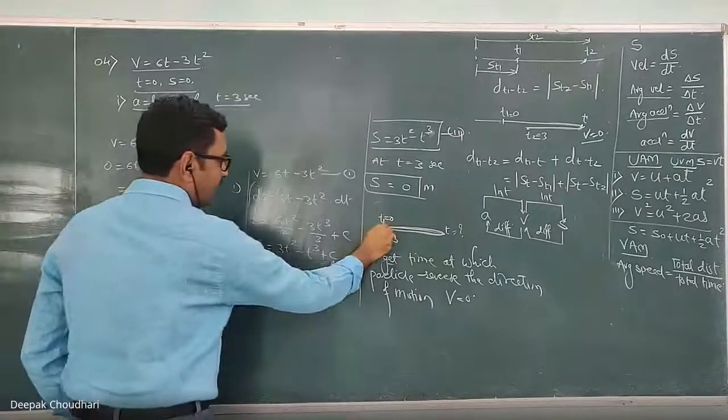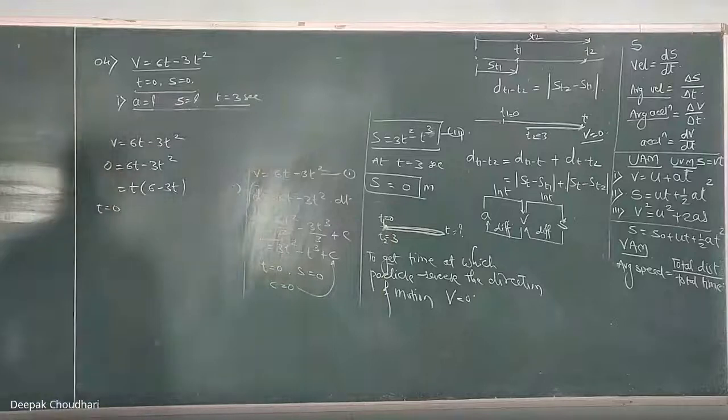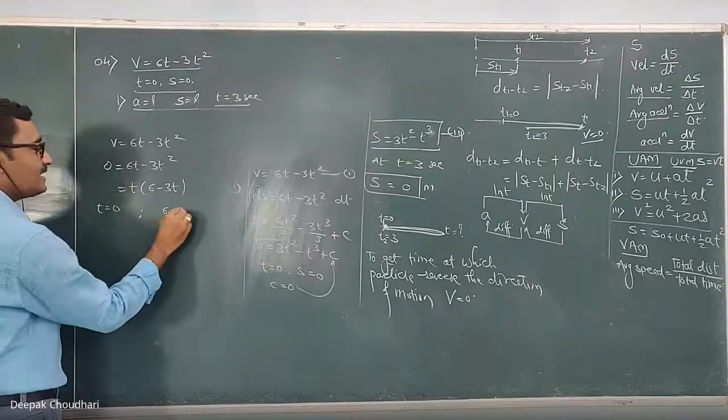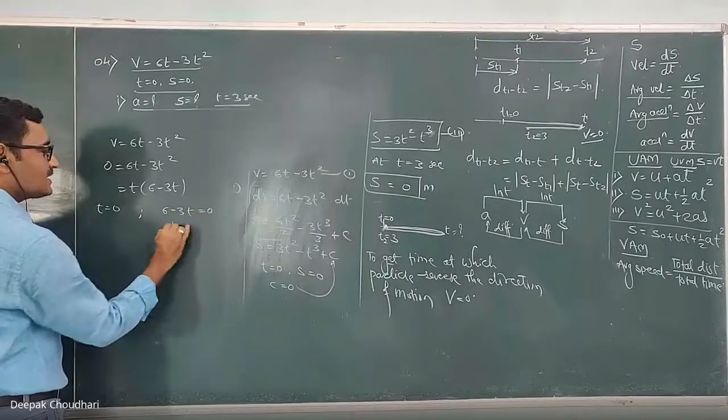ये पहला ही position आ गया. At t equal to 0, v equal to 0. Means it must start its motion here. And then what is the other t? Here that is 6 minus 3t equal to 0. That is t equal to 2.